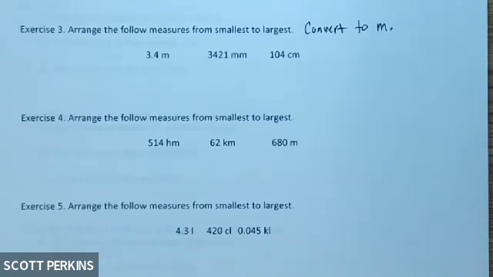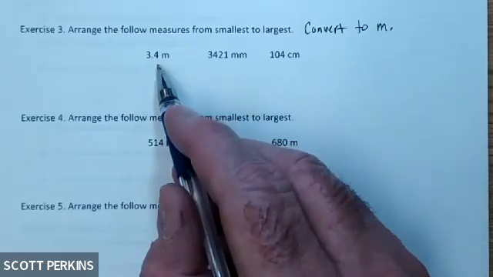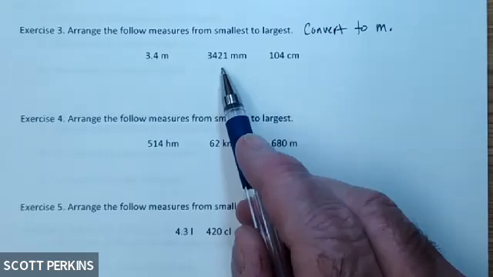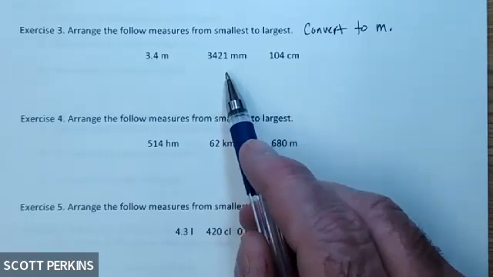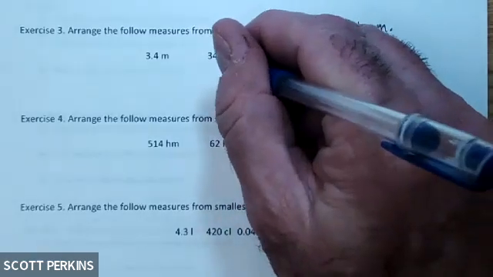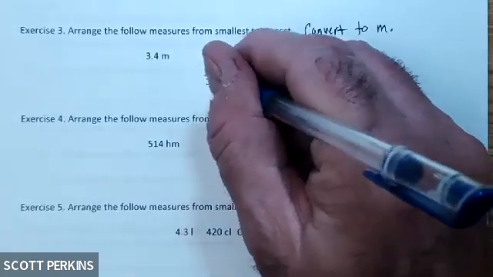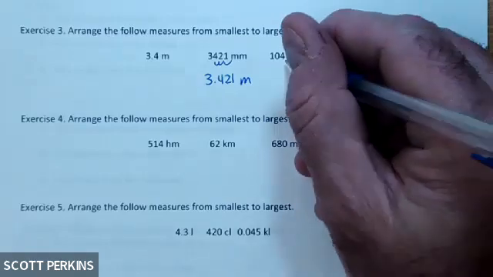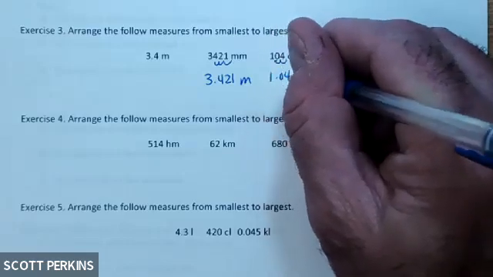All right, so I'm converting each of these to meters. The reason I picked meters is because it's already one of the measures. So whatever you pick, I would recommend, because it'll save you a little bit of work, is pick one of the measures already listed instead of a brand new one. So 3.4, that's already in meters, so I don't have to do anything to that one. The 3421 millimeters, I am going to move the decimal 3 to the left to make that meters. So 1, 2, 3. That's 3.421 meters. And then the centimeters, I'm going to move 2 to the left. So that's 1, 2. That's 1.04 meters.